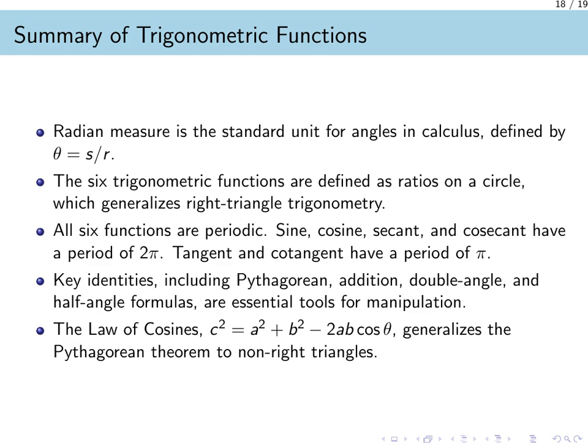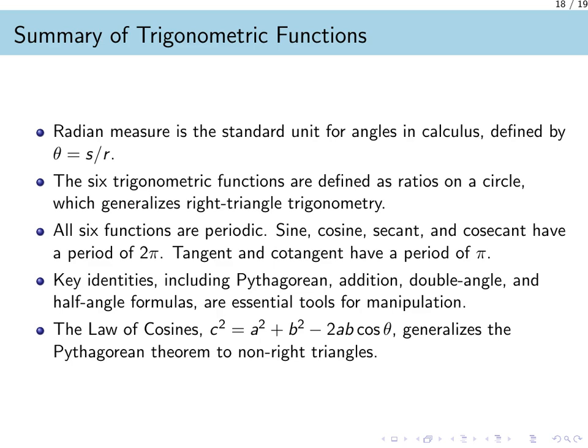Let us bring together the key ideas of trigonometry that are essential for calculus. We began with radian measure, which defines an angle as the ratio of arc length to the radius, providing a natural scale for these functions. This leads to defining the 6 trigonometric functions as ratios of coordinates on a circle, which is a powerful generalization of right triangle geometry. A direct consequence of this circular definition is their periodic nature. Sine, cosine, secant, and cosecant repeat every 2 pi radians, while tangent and cotangent repeat every pi radians.